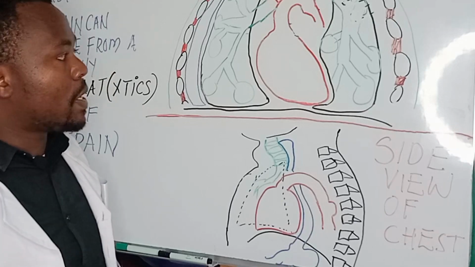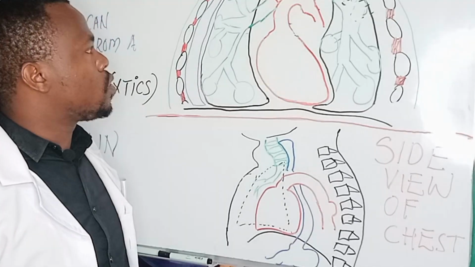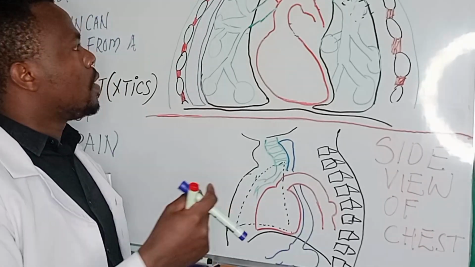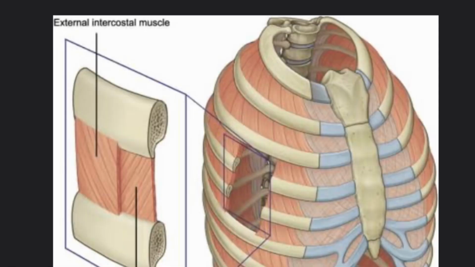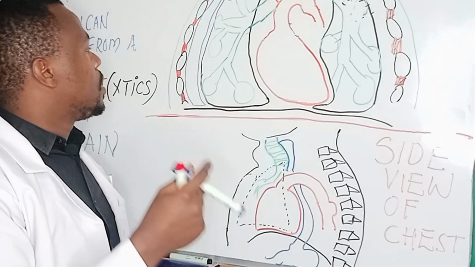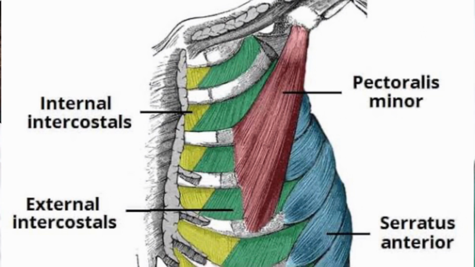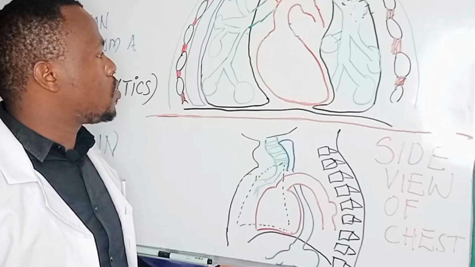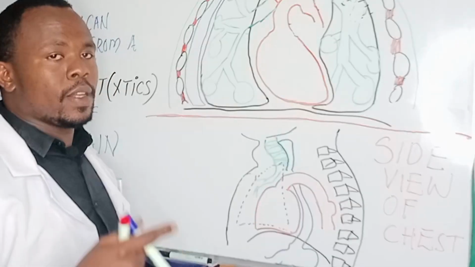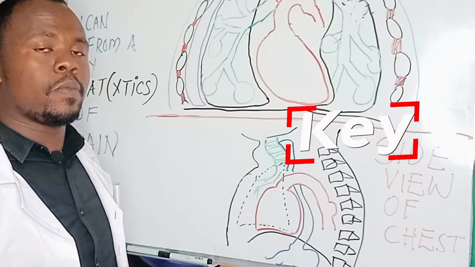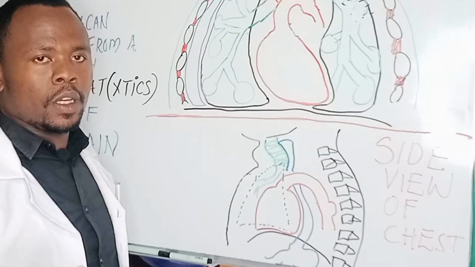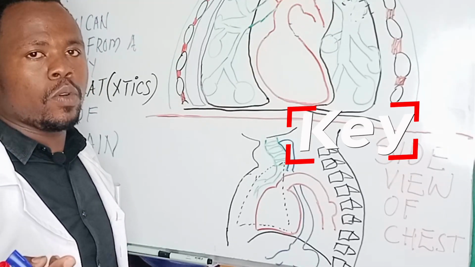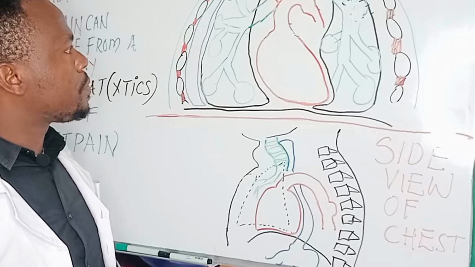Then we have muscles. Muscles include muscles of breathing. We have the external intercostal muscles. These muscles that are in between the ribs. We have the internal intercostal muscles, and also we have the diaphragm. External intercostal muscles and the diaphragm usually help you when you are breathing in, and internal intercostal muscles usually help you when you are forcefully breathing out.